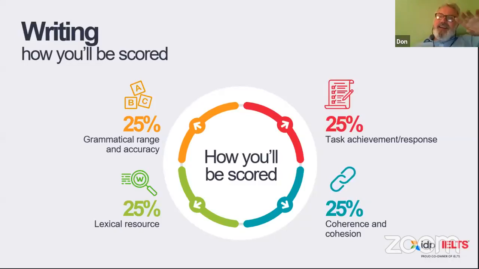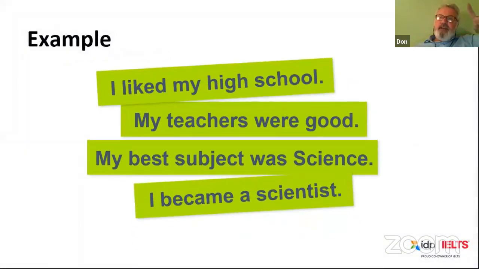Let me explain grammatical range a bit more. Now, these 4 sentences were probably written by somebody who was answering a question about education. What is the value of a good teacher? How does a teacher influence a student? And this person writes, I liked my high school. My teachers were good. My best subject was science. I became a scientist.